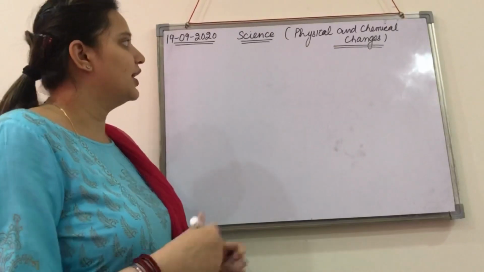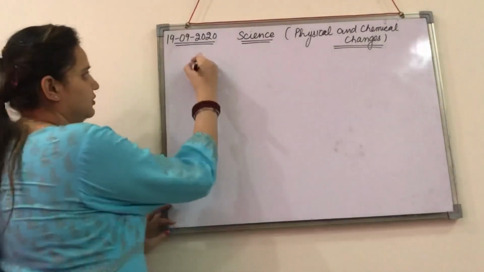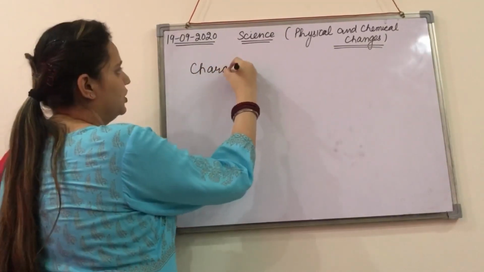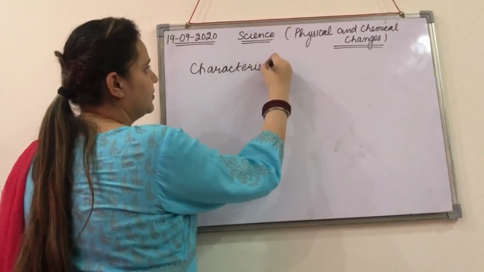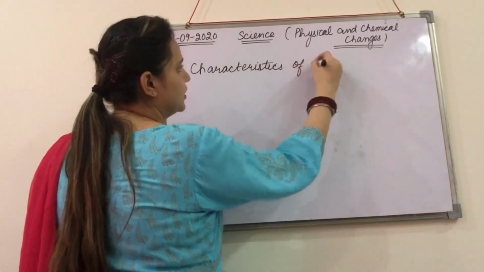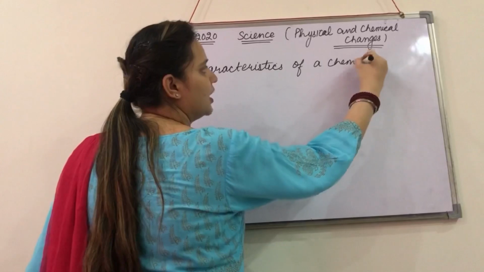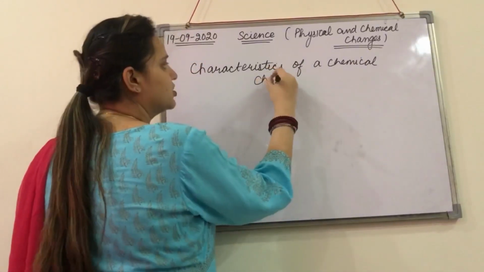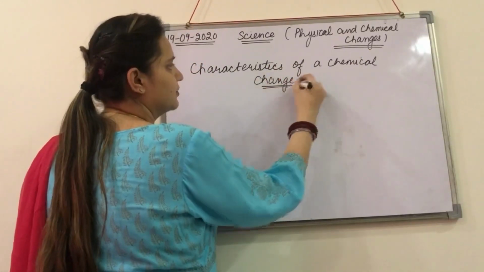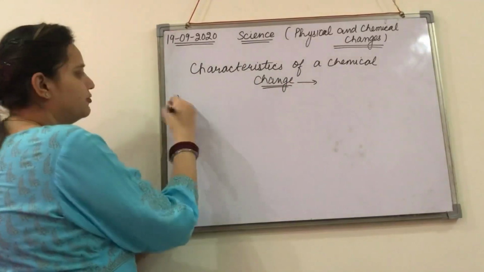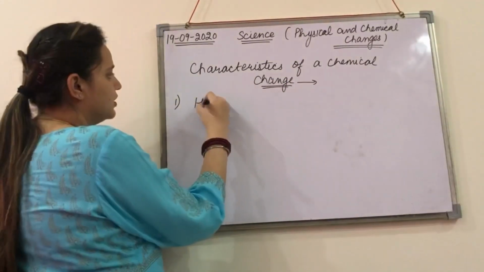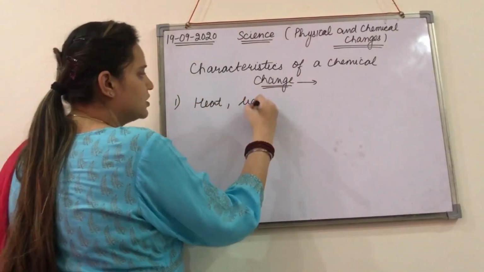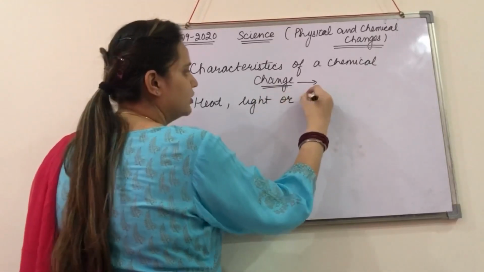So what are the characteristics of a chemical change? When we say that a chemical reaction or chemical change takes place, the first point is that there is either generation of some heat, light or radiation.